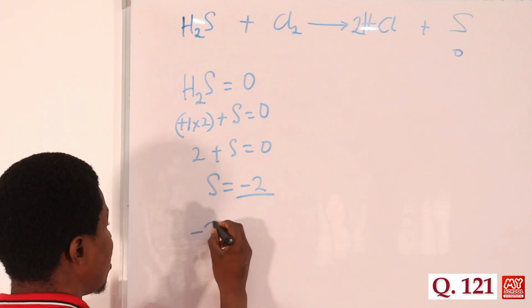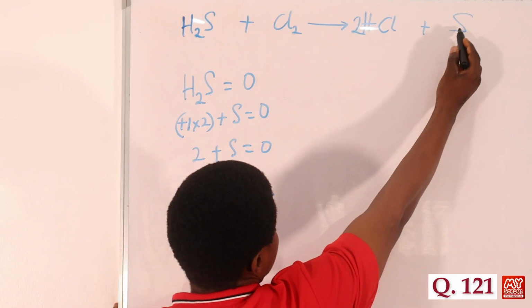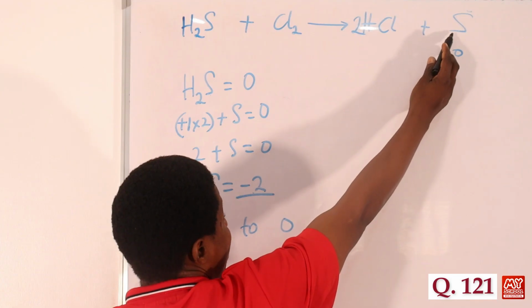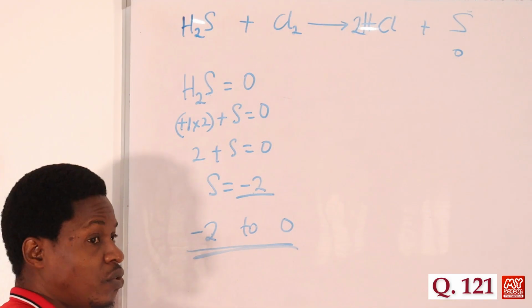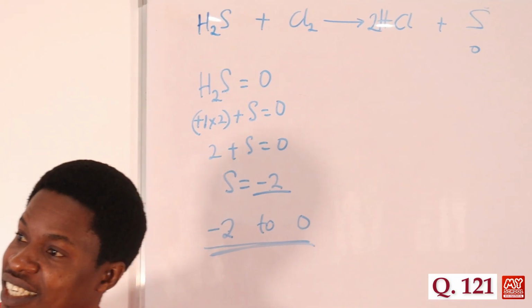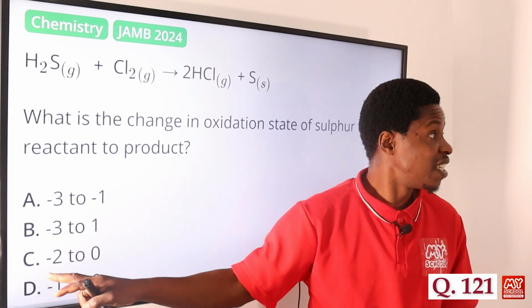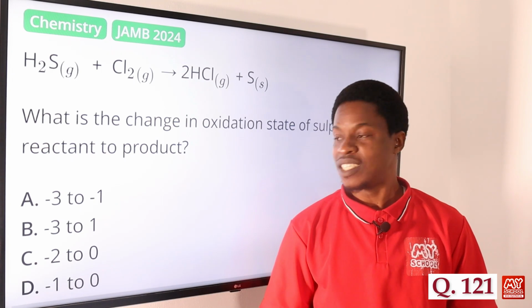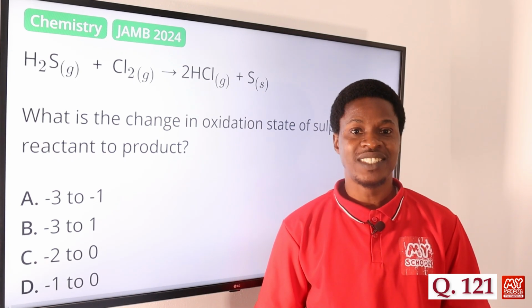So that means there's a change in oxidation state from -2 to 0 for this sulfur here, okay? Because the atom of an element that is in a free state is equal to 0. So from -2 to 0. Let's move on to the screen. -2 to 0. Option A, B, C. So option C is -2 to 0. So the correct answer is option C, -2 to 0.